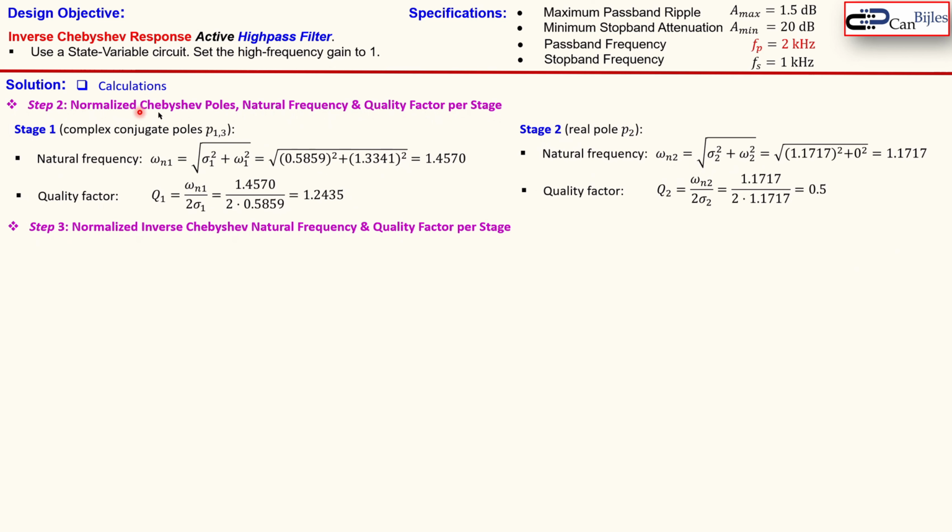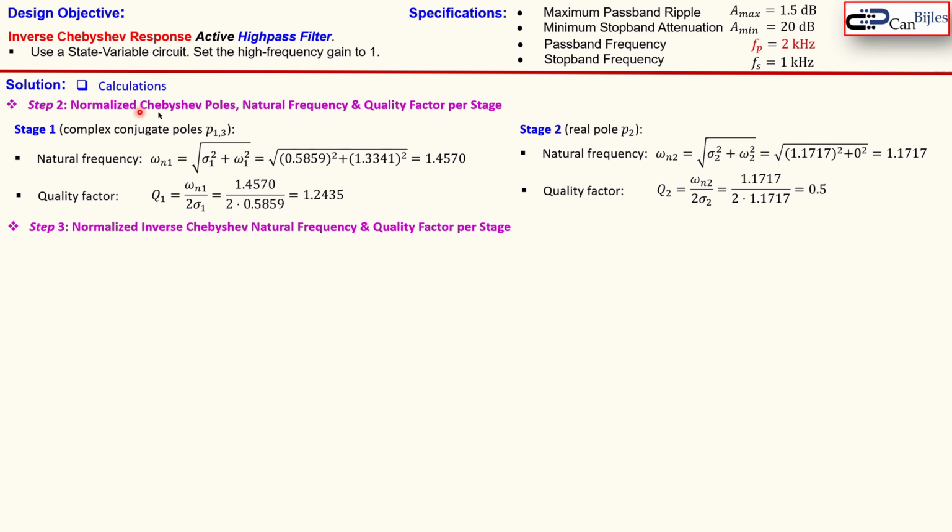Now the quality factor of the inverse Chebyshev will stay the same as the quality factor for the Chebyshev. That means the quality factor for the inverse Chebyshev, denoted by this to the power minus 1, is equal to the quality factor of the Chebyshev response. But the natural frequency of the inverse Chebyshev response is 1 over the natural frequency of the Chebyshev response, so it's given by this expression. Again, we will use the notation to the power minus 1 to refer to the inverse Chebyshev parameters. And the t is again here the stage number.